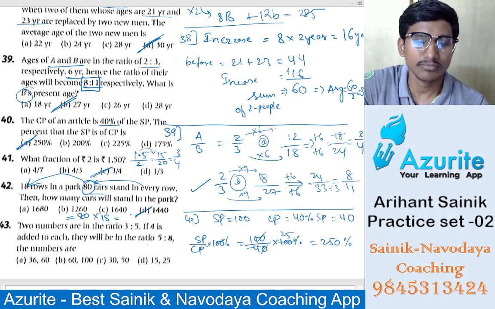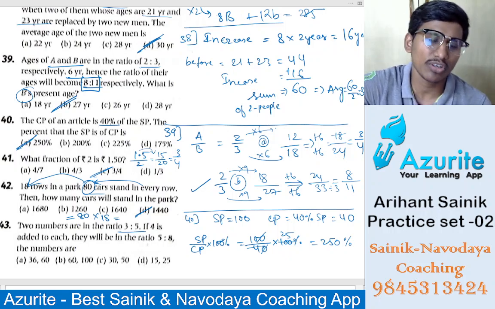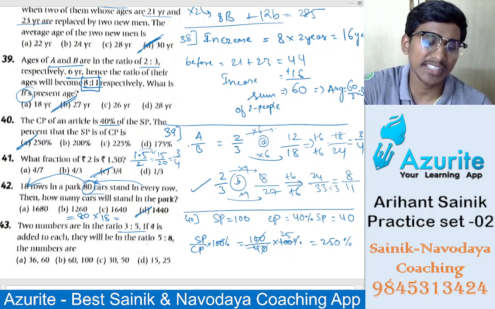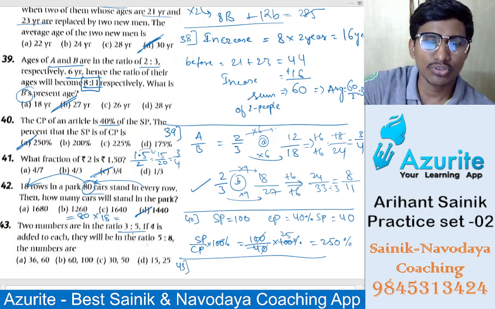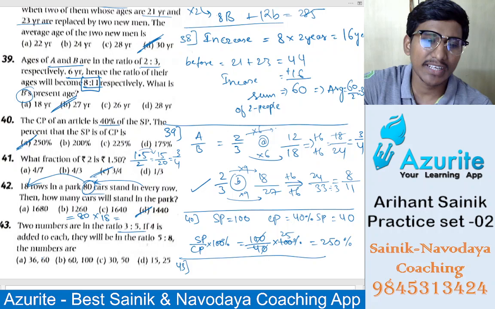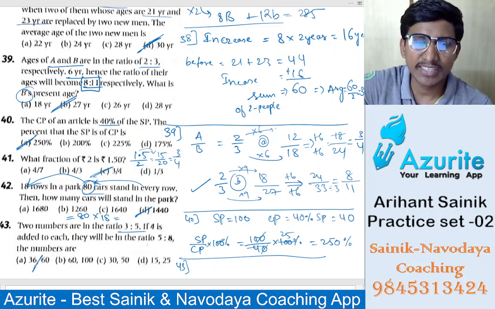Two numbers are in the ratio 3:5. If 4 is added to each, then the ratio will become 5 by 8. What are the numbers? Go with the options. Will you do it or should I do it? A ratio is 3 by 5, so you should find and divide.